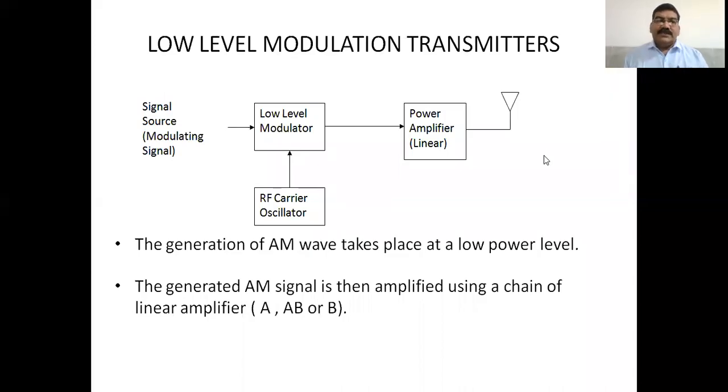So in this lecture, we will discuss the modulating systems, and there are two types, that is low level modulation transmitters and high level modulation transmitters. As till now we have discussed the basics, understand the basic requirement and basics of the amplitude modulation. Now we will go for how the modulation can be transmitted.